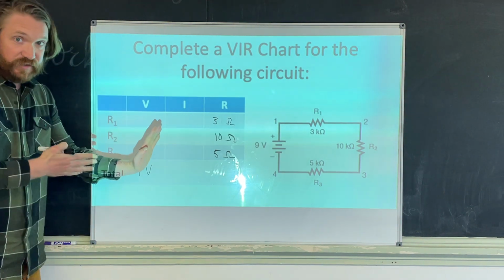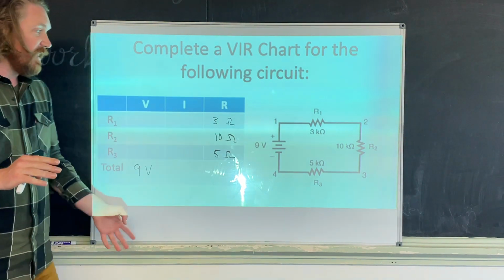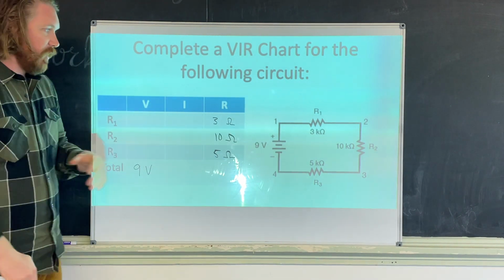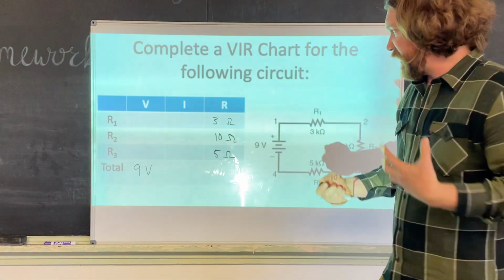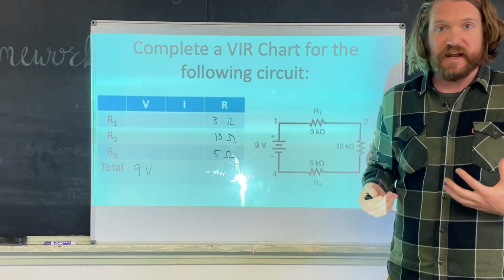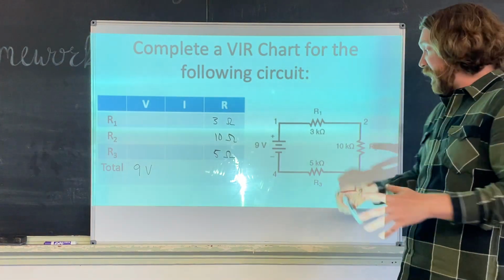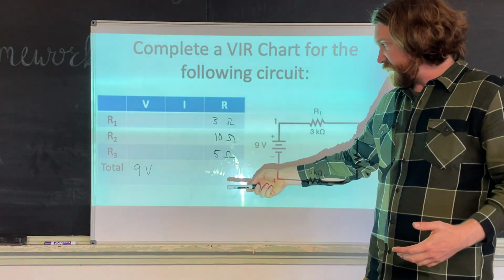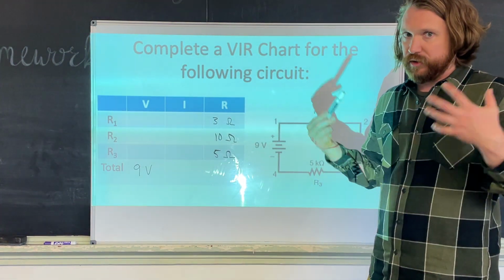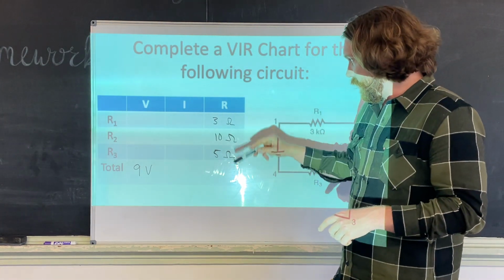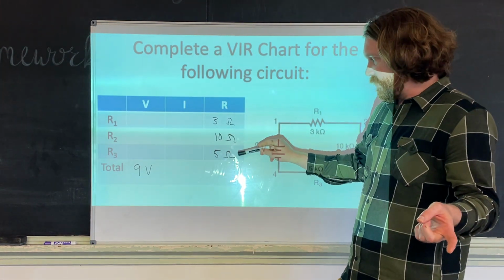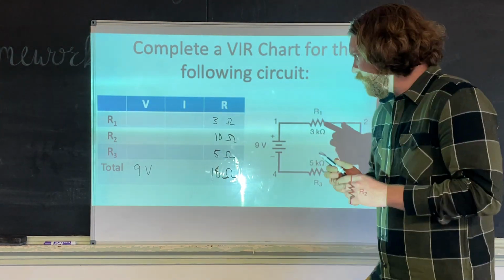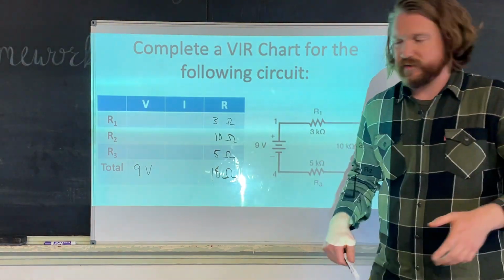And with just this, we are going to be able to fill out the entire chart. How do we do it? This is where the fun starts. So this is almost like a puzzle or a game where you just start filling in everything you know. So if you remember, in a series circuit, if you know all the resistances, the total resistance is you just add up all your resistors, right? So we have 3 plus 10 is 13. 13 plus 5 is, got that? 18 ohms. So now I know my total resistance, okay?